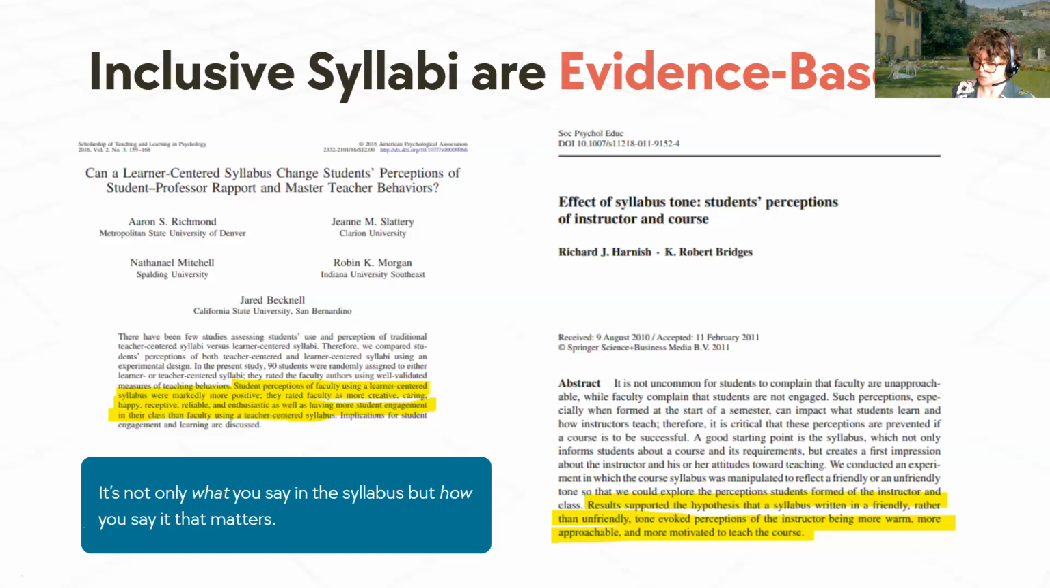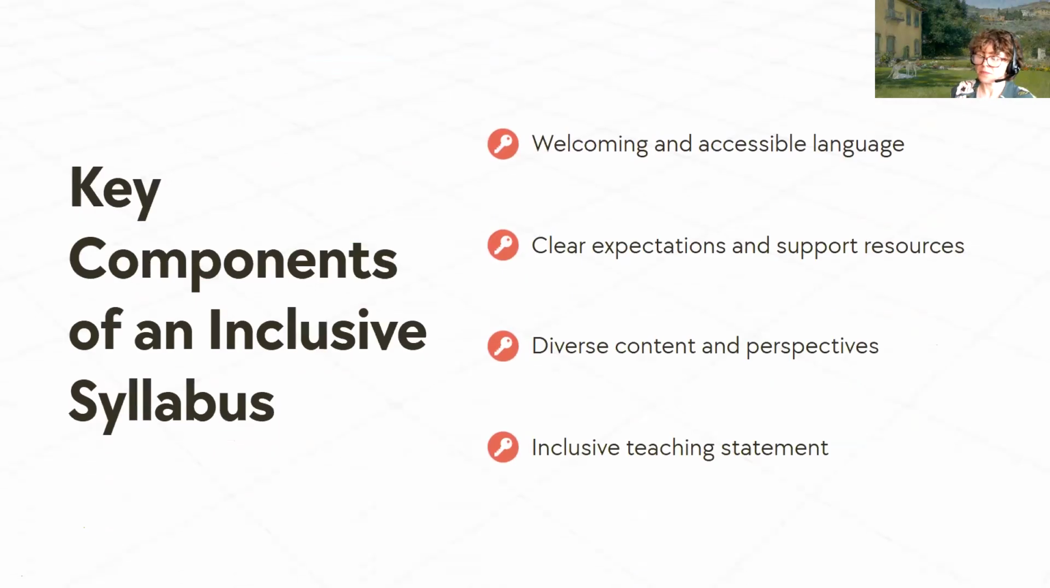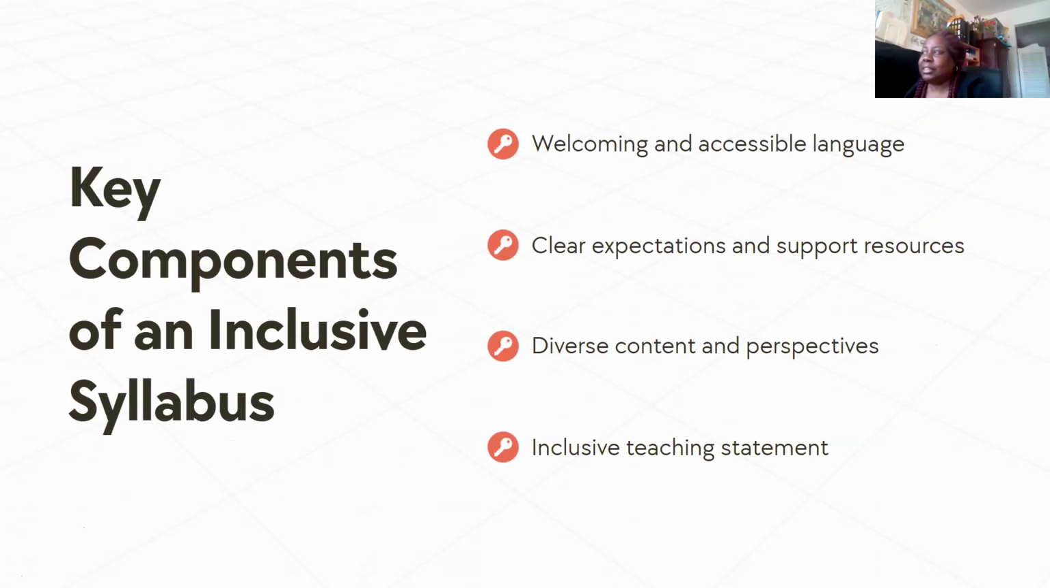Then we're going to talk about key components of an inclusive syllabus. So Lynette's going to start us off there. Here are some of the components that we consider an inclusive syllabus: welcoming and accessible language, clear expectations and support resources, diverse content and perspectives, and an inclusive teaching statement. We have provided these, but we're going to go into more detail on each of these in our next couple of slides.